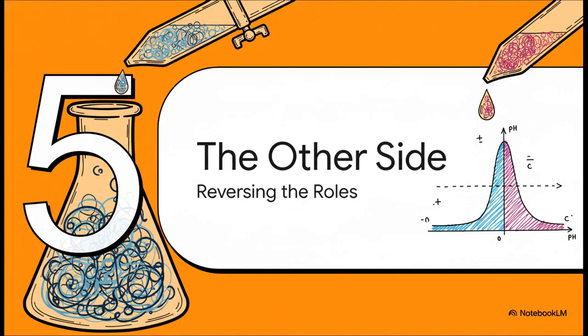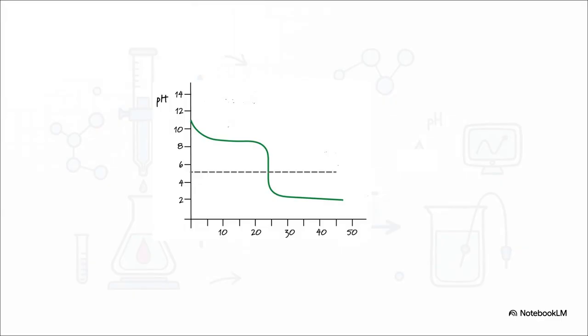Okay, for one last thing, let's play a little what if. What if we flipped the script? What would the graph look like if we started with the strong acid in the beaker and dripped in the weak base? Well, the whole story would basically flip upside down. You'd start way down at a very low pH because of the strong acid, and the curve would sweep up as you add the base. But here's the interesting part. The equivalence point would still be in the acidic range. Why? Because the final product, the salt that's formed, is itself acidic.